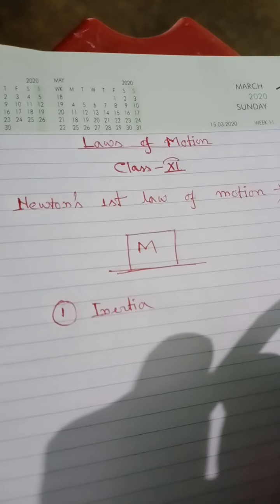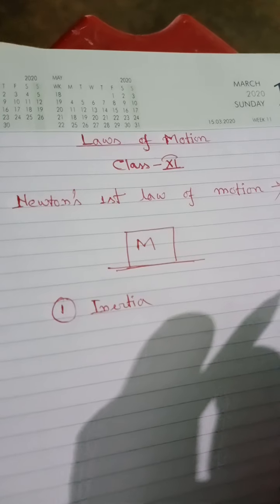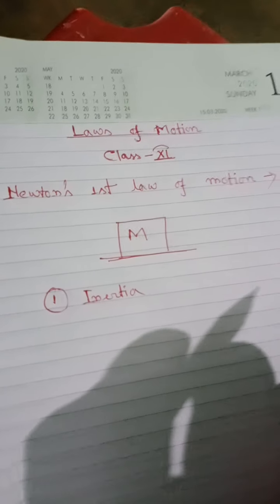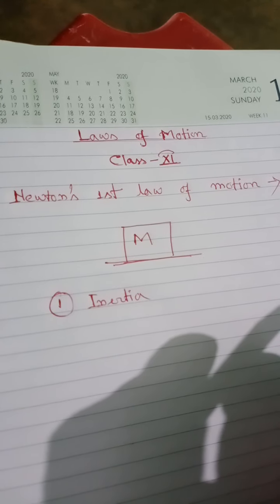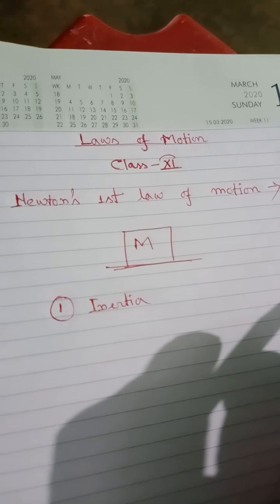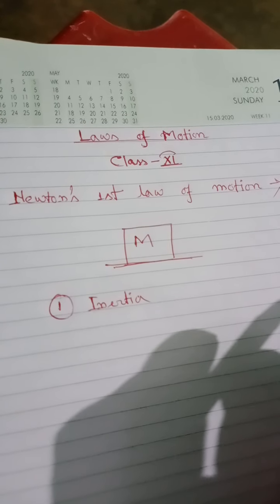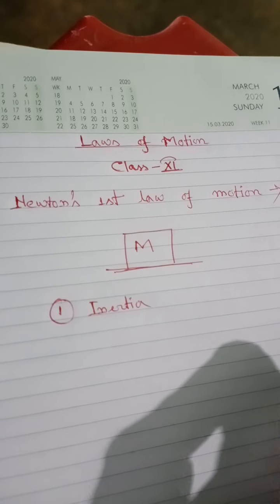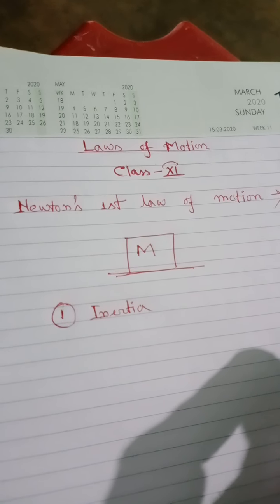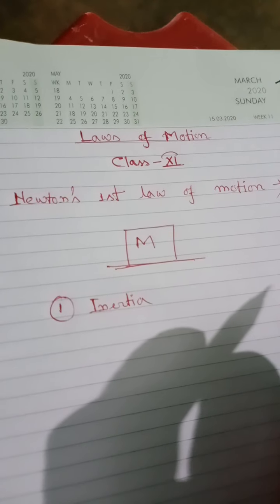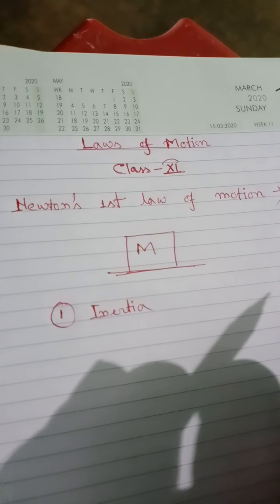And this idea we get from Newton's first law of motion. Because in Newton's first law of motion, Newton first told that a resting body will be at rest and a moving body will be in uniform motion if no external force is applied. So from that first law we are getting this idea about inertia.